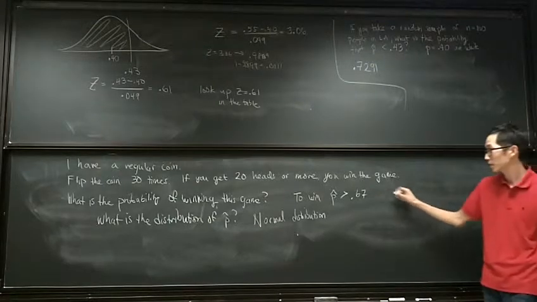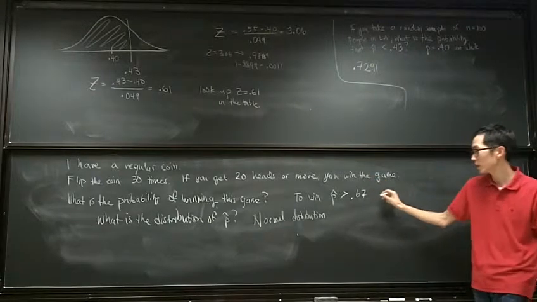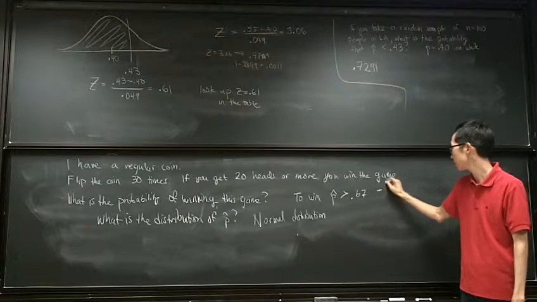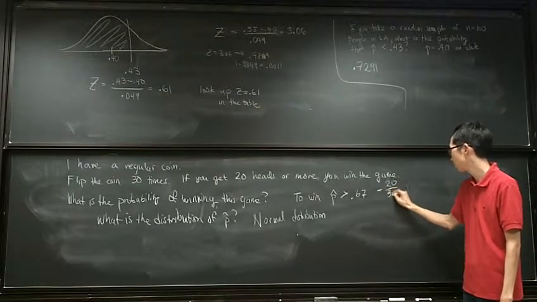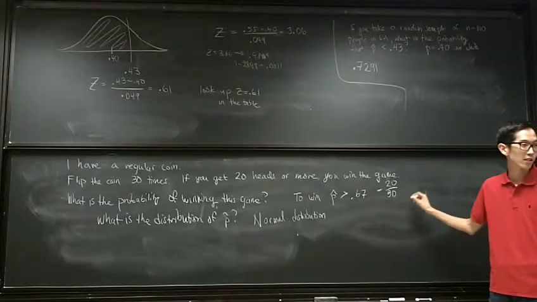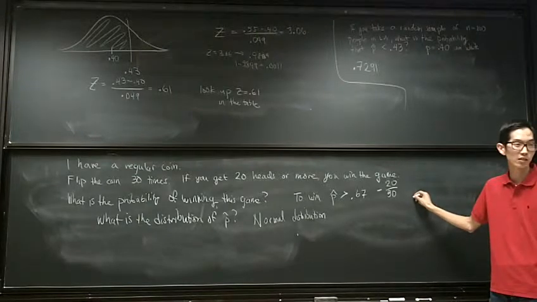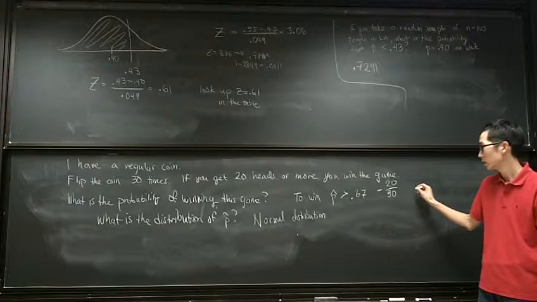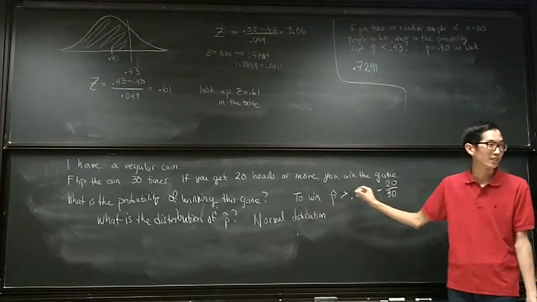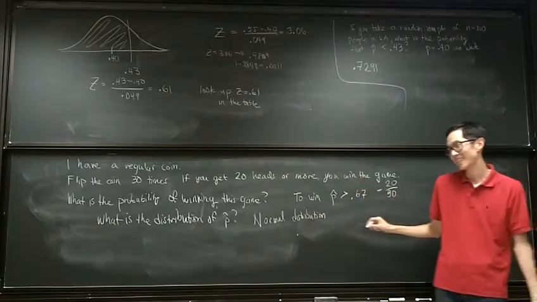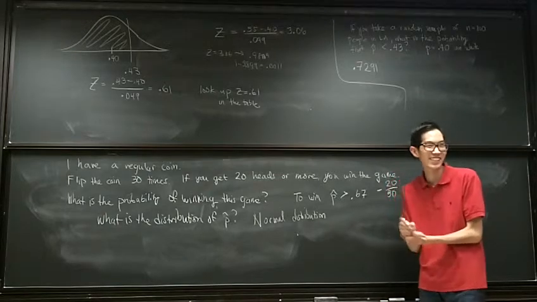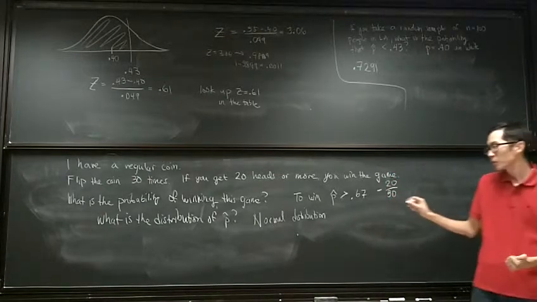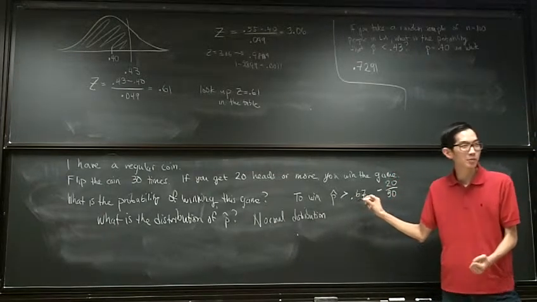Okay. Because we want 20 heads out of 30, right? This is coming from the winning condition. We have to get 20 out of 30 heads to give you 0.67. I said that in the beginning. Yeah. Okay, but that's not the probability of winning. What we're saying is, what is the distribution of p hats?